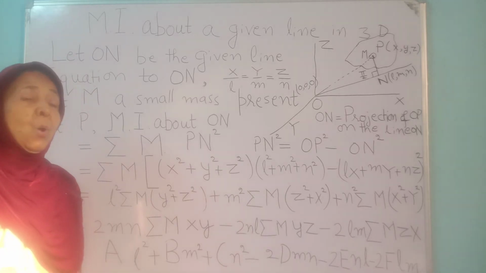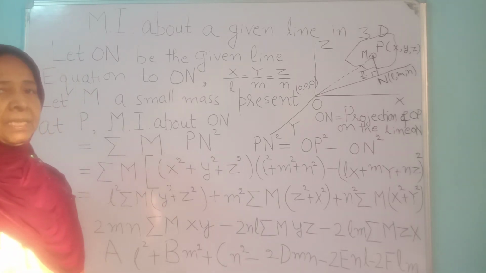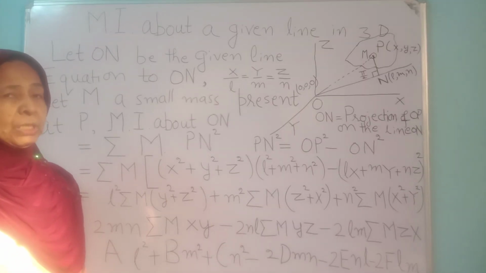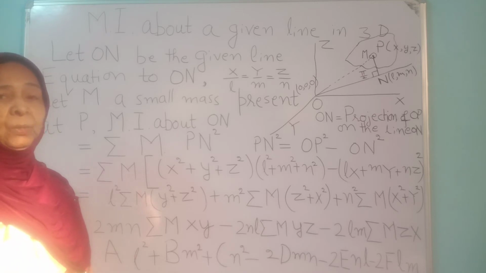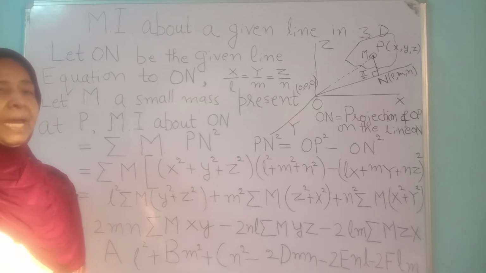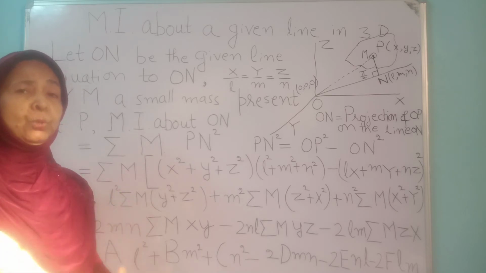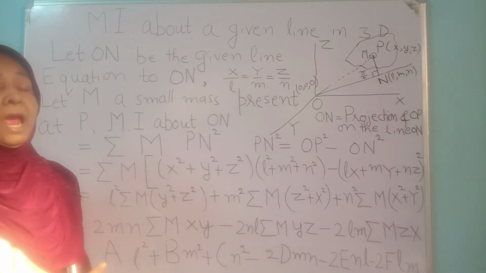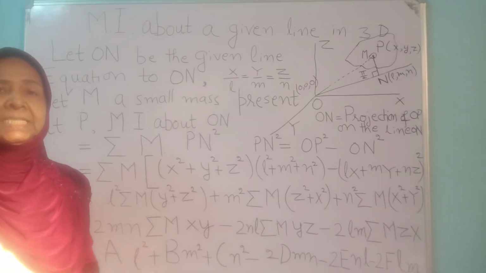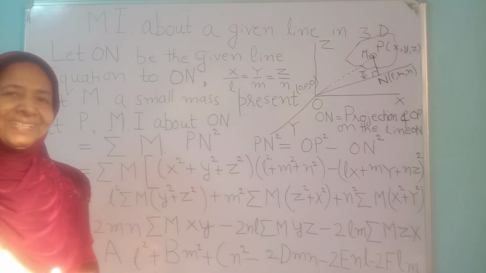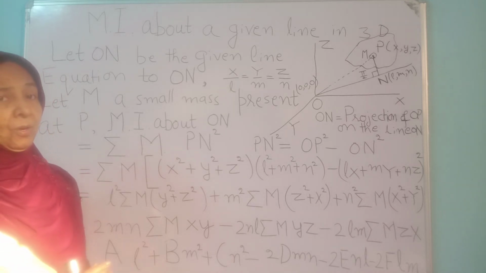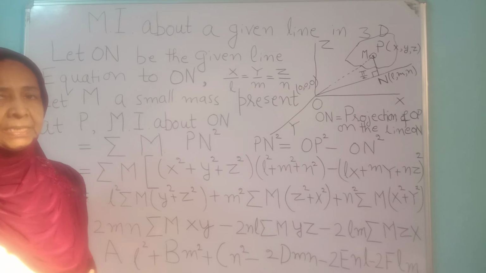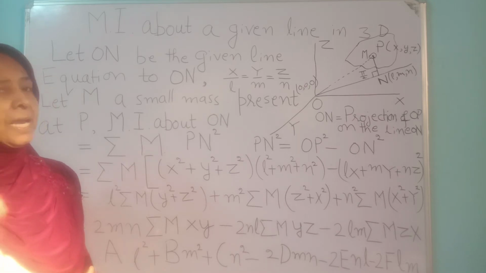Now, the question says that moments and products of inertia of the rigid body about 3 mutually perpendicular axes OX, OY and OZ are known to you, and you are calculating the moments and products of inertia about a given line having DCs L, M, N. I already told you, for that we are going to use capital A, capital B, capital C, capital D, capital E, capital F.